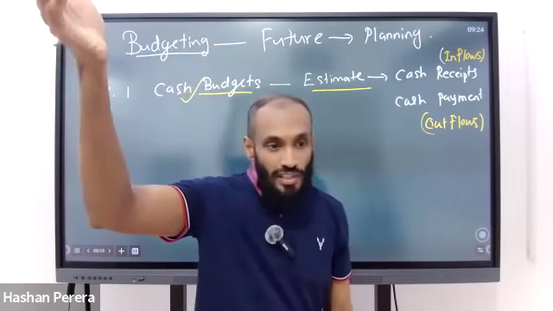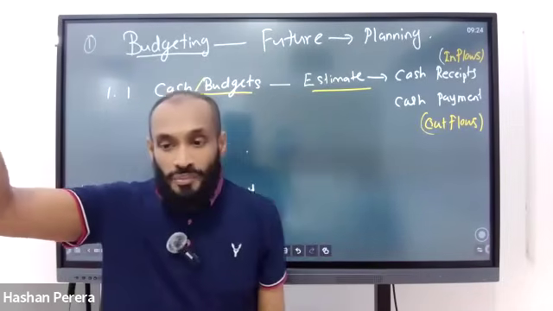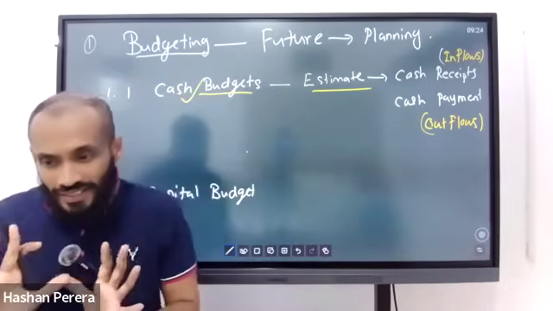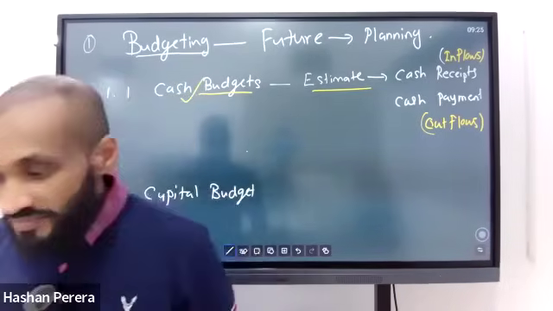What would be our cash inflows and cash outflows for a specific future period of time? Clear? Okay, just write down the definition. Right, then let's write cash budgets.